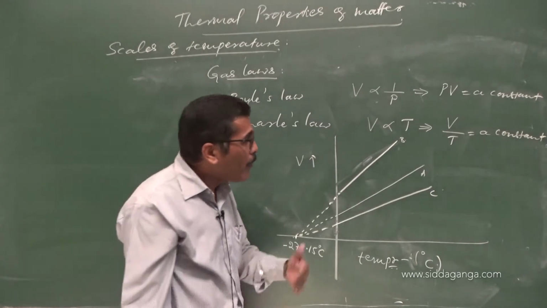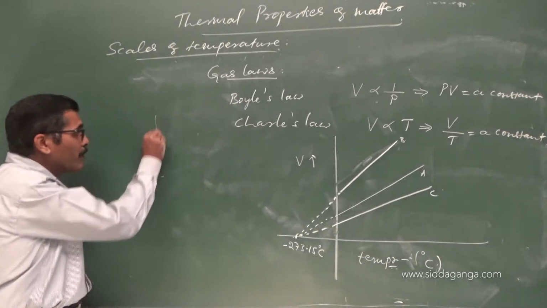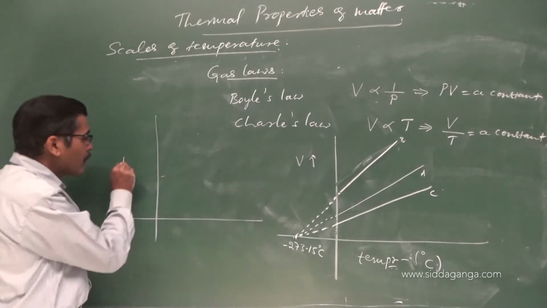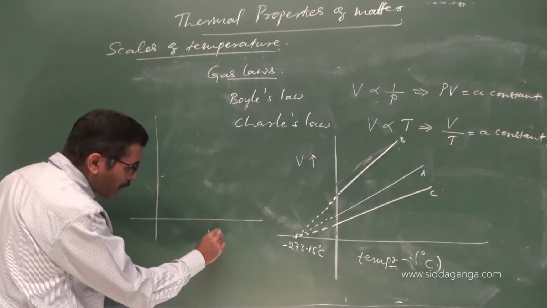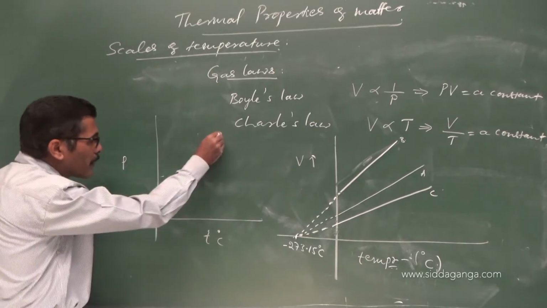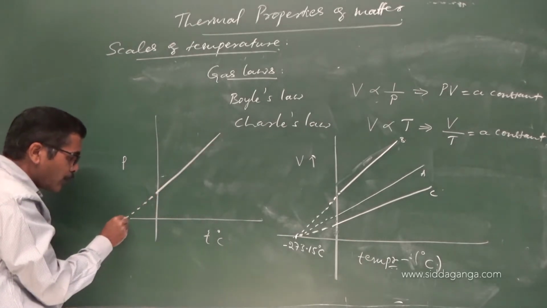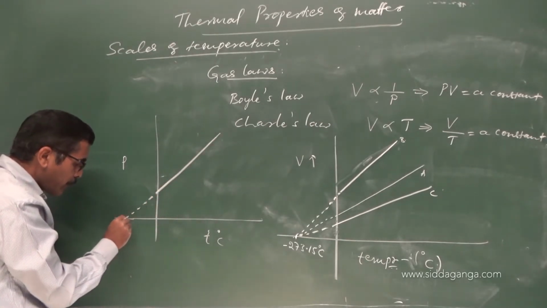And similarly, if you plot the graph of pressure versus temperature, the same result was obtained at that particular temperature. Pressure also is found to be 0 at that particular temperature.